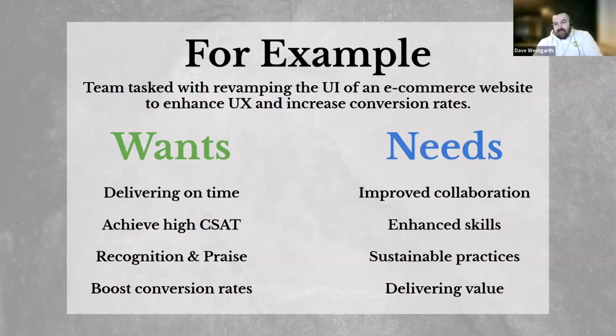The needs could be things like, we need improved collaboration if we want to obtain some of these wants. We may need to enhance our skills depending on the platform at hand and what we've got within the team. We may need to develop some sustainable practices to make sure that we're not going to burn out, but equally that we're delivering enough value to warrant the investment. And the bottom one, we need to be delivering value to customers. That's sort of the core mantra of Agile and Scrum ways of working. We're looking to deliver more value as efficiently and as effectively as we can.